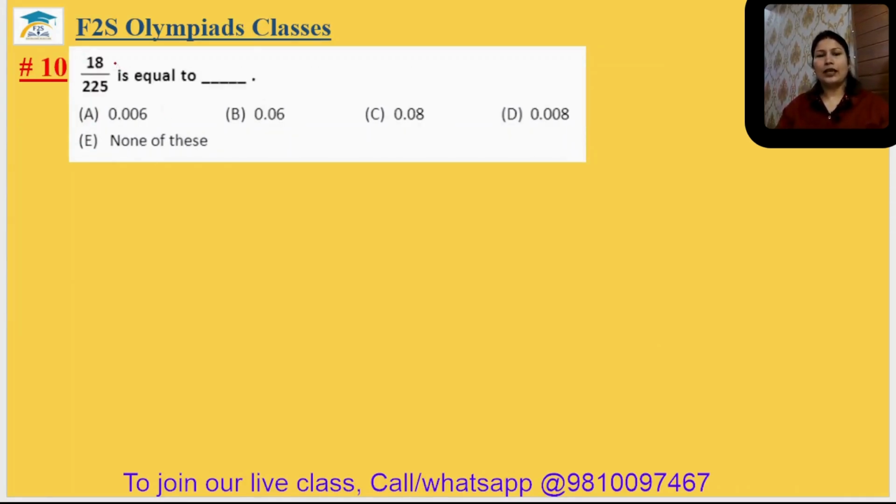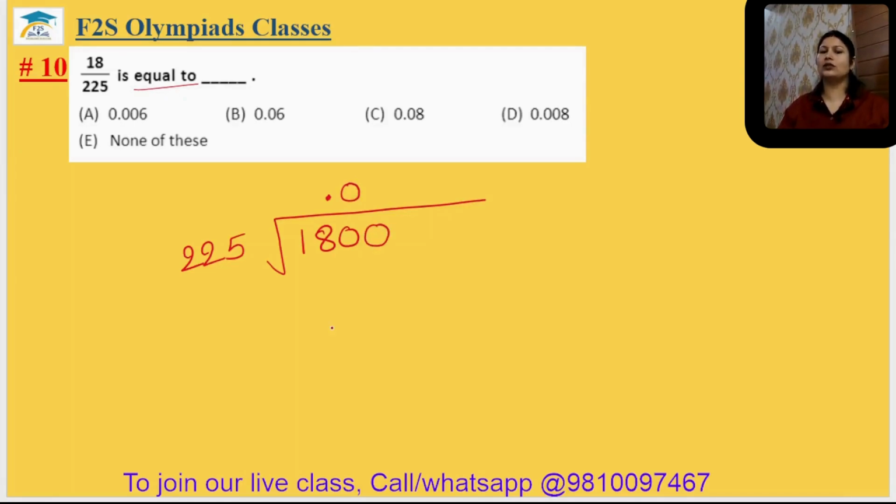Question number 10. 18 by 225 is equal to. So we have to find the decimal. 18 divided by 225. Since we can see here 18 is smaller than the 225. Means dividend is smaller than the divisor. So we can put decimal here. So to put decimal, we can put it 0 here. Still it is smaller. So we have to put 1 0 in the quotient. Then we can put one more 0 in the dividend.